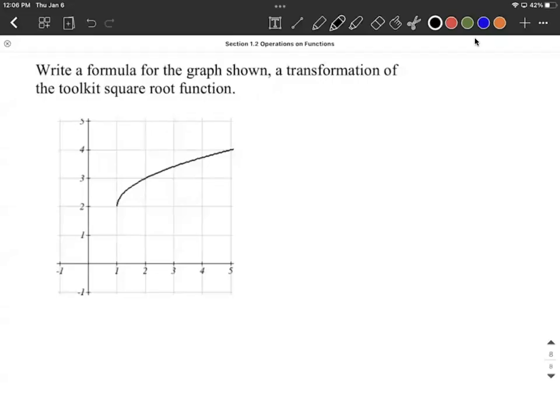We want to come up with the formula that gives us the graph that's given to us down below. Now we are told that this is a square root function. So what I want to do is first identify this bottommost point here. Now normally that's at the origin with a traditional just square root of x function, but it looks like this one starts at (1, 2) as being that point.